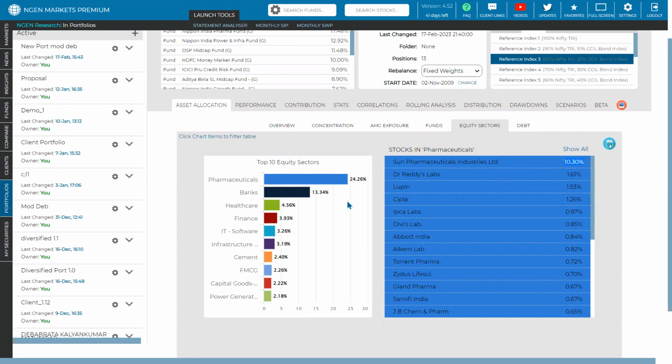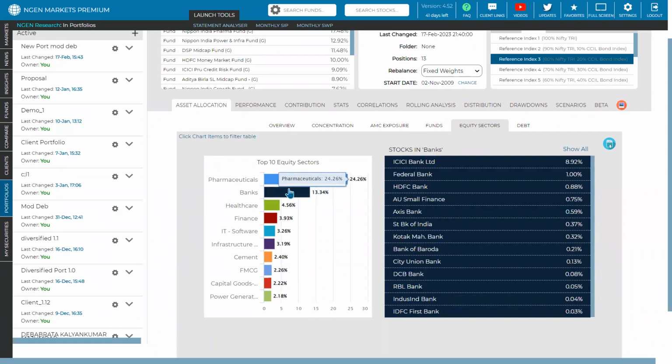So that is how you can recognize, even on an equity sector level, whether you are concentrated towards one particular sector or not. Another example is banking: pharma and banking together contribute more than 35%. So you can definitely see these stocks in banking and which stocks are contributing highly. One of the highly concentrated ones is ICICI Bank, right?